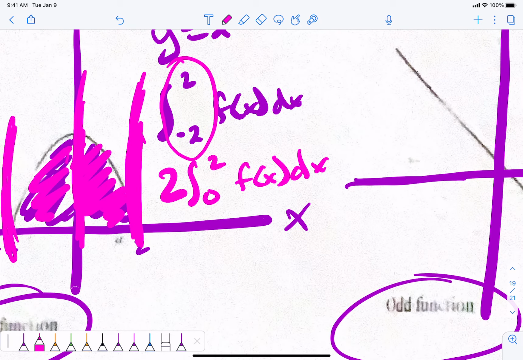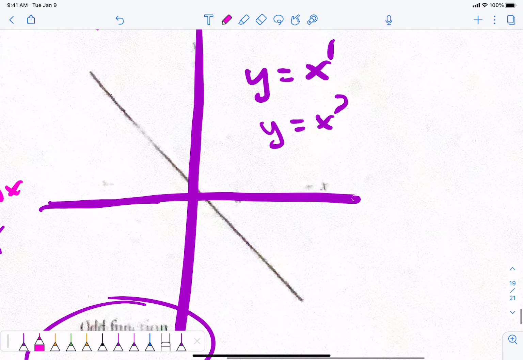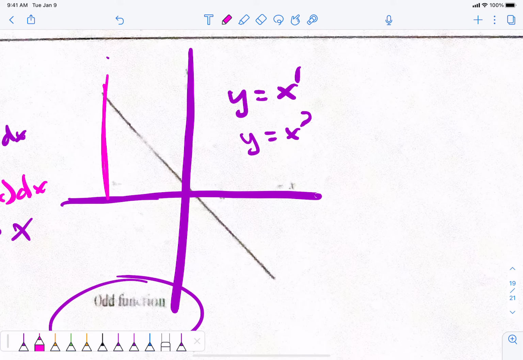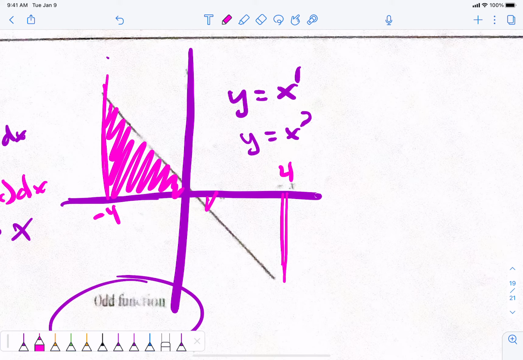But you can't do that on an odd function. Look at what happens on an odd function, like x to the first, because it's just mirrored. So in an x to the first power function, let's say you're going from here to here. Let's say that this is 4 and this is -4. You're looking for this area combined with this area. So what's the total area going to be? 2 times that one. Wrong.